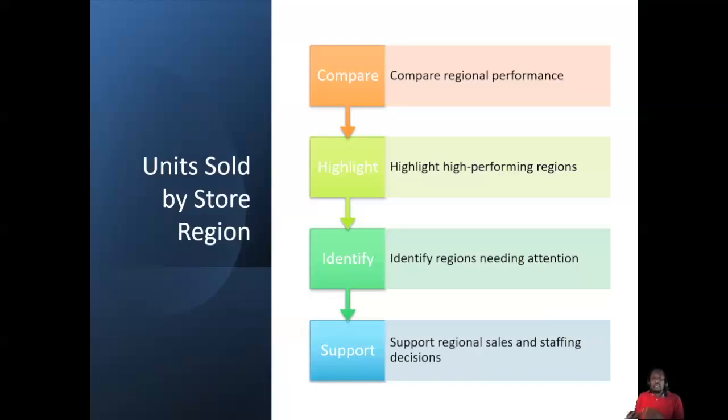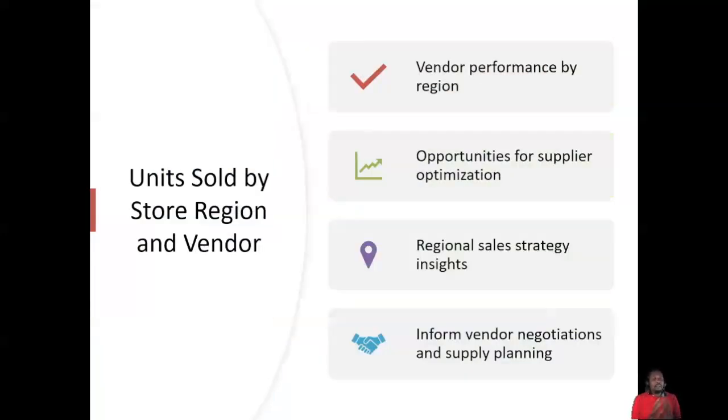Then we can also talk about how we categorize the vendors. So we can say how much are store sales and the vendor. So we identify the vendor performance by the region. In this specific region that we just talked about a second ago, we identify who the vendors in that region are and how they are relating. So then opportunities for optimization. We look at the sales, regional sales strategy. What are the insights? How do we then strategize on the sales? Then inform vendor negotiations, supply chain, and all that.